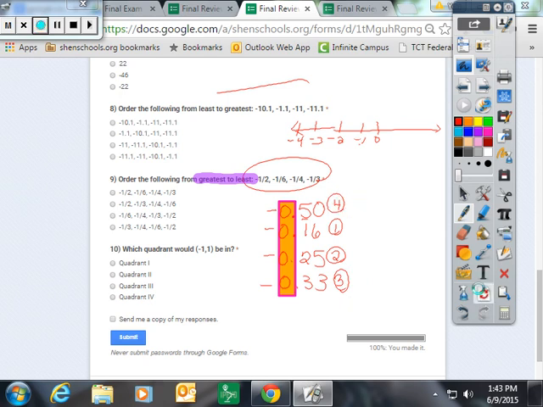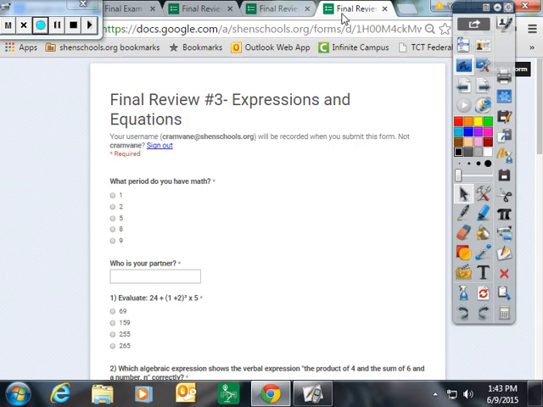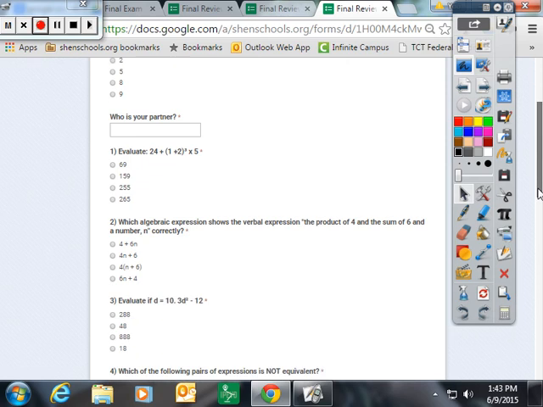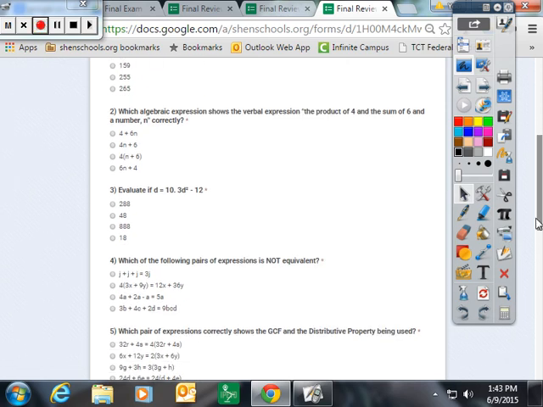Okay, let me go over the last review that we did in class today. The ones that I really want to talk about, I'll highlight here. Number 2, which algebraic expression shows the verbal expression the product of 4 and the sum of 6 and n? Product is the answer to a multiplication problem, so I know it's got to be 4 times something. The product of 4 and something else, we're just not sure what it is. The sum is the answer to an addition problem of 6 and n.